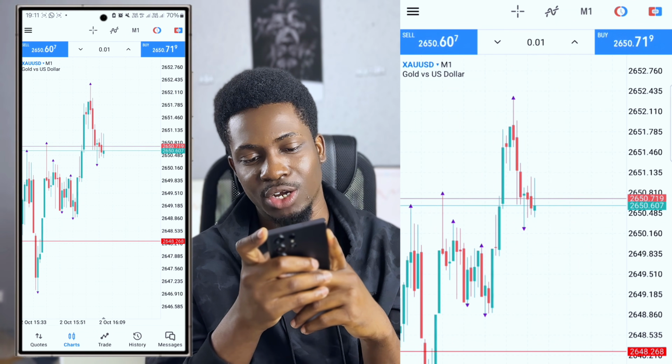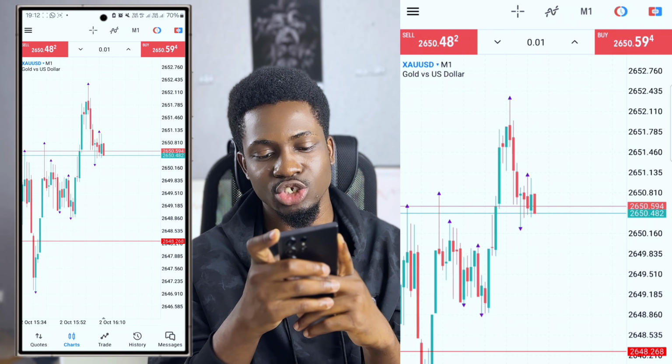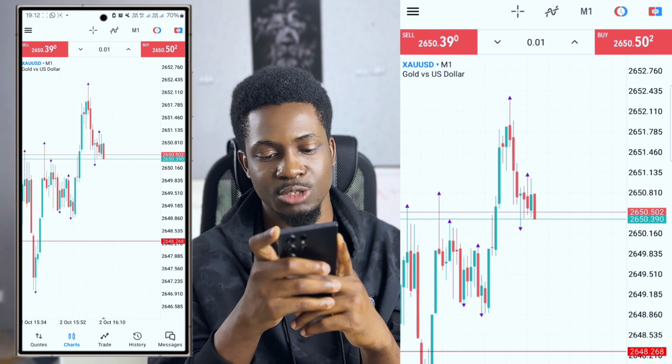So this is exactly what we're having currently, guys. So you can actually see a fractal and then it drop down towards a particular level for a retest smoothly just like that.